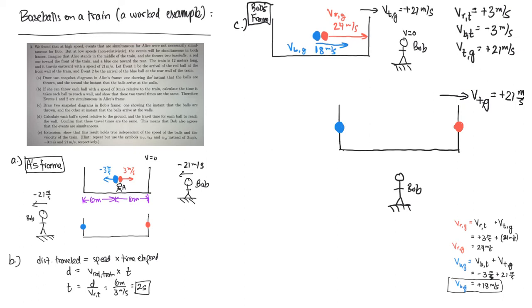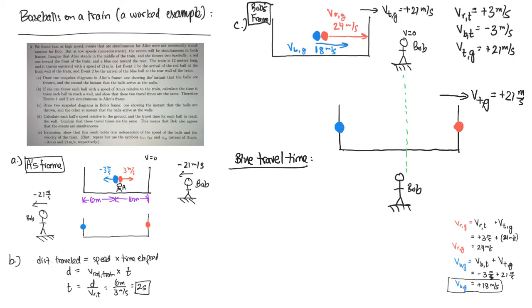Now, in part D, we've drawn the diagrams in Bob's frame, and we can just be really clear. We're going to indicate that Bob hasn't moved. So that dash line indicates that Bob is in the same left-right location in both pictures. We want to calculate the travel time for each ball to reach the wall. Let's do this with the blue ball first. So I'll call it the blue travel time.